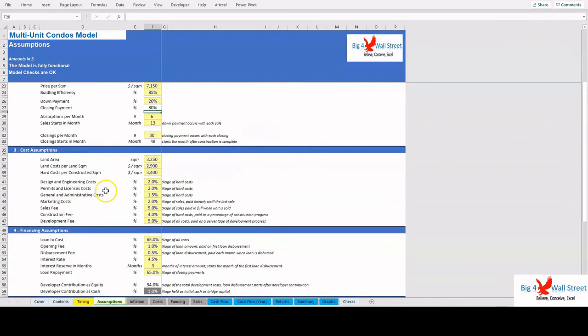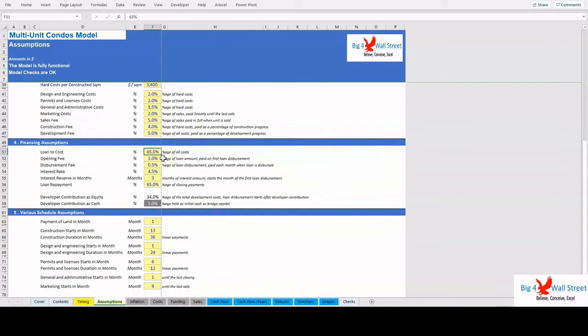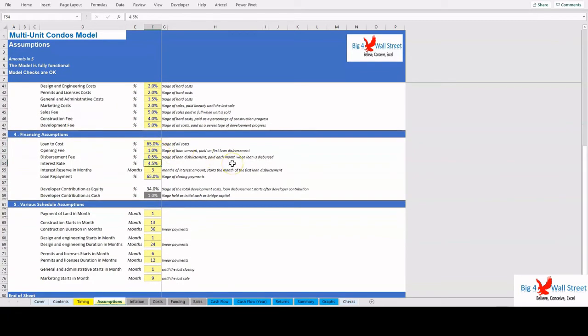Afterwards you can set the construction costs assumptions such as land area and cost, hard costs per square meter, and soft costs related to the development of the residential units. Financing assumptions can then be adjusted: loan to cost, opening fee, disbursement fee, interest rate, interest reserve in months, and loan repayment. Finally, the user needs to set the various scheduling assumptions, such as timing of land purchase, construction start, and other soft and administrative costs.